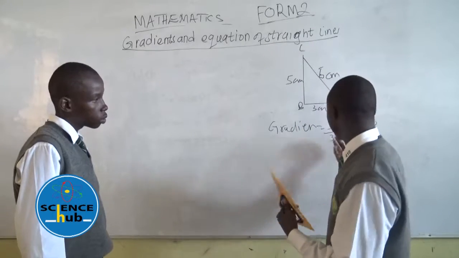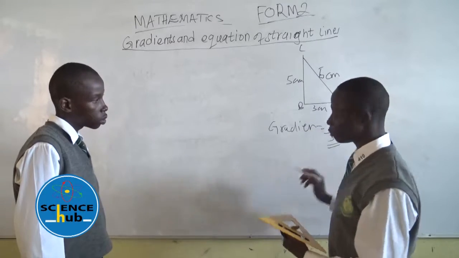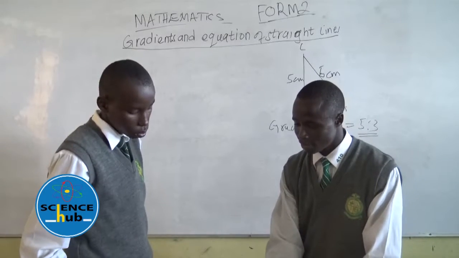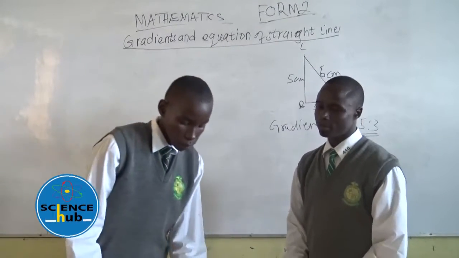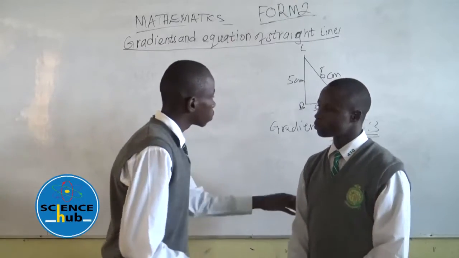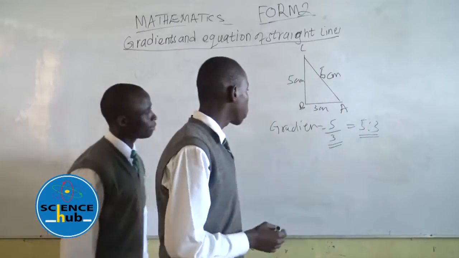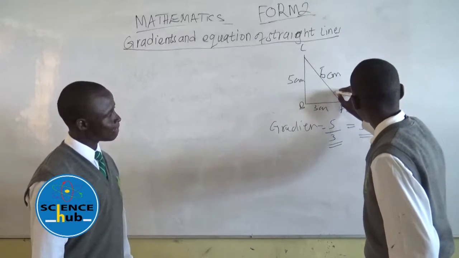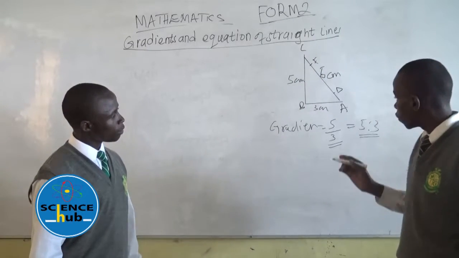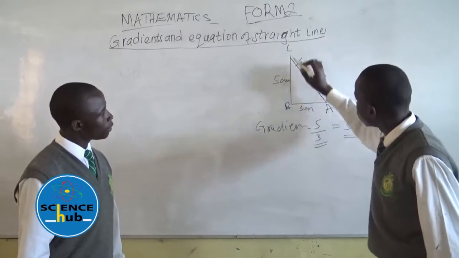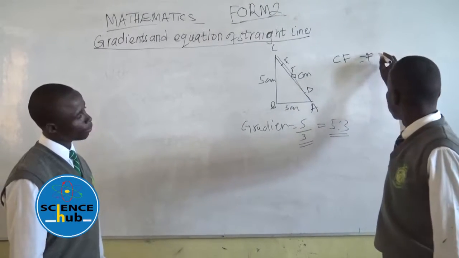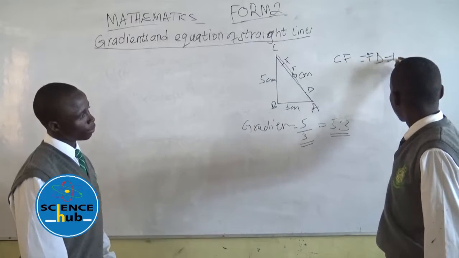You can give this one in form of points, or you can leave it in form of a fraction. So here you can check this point to be B, this point to be F. So you viewer, you should note that gradient in a straight line is uniform. So here the gradient of C to F is the same as gradient of F to D, and the same as the gradient of D to A.